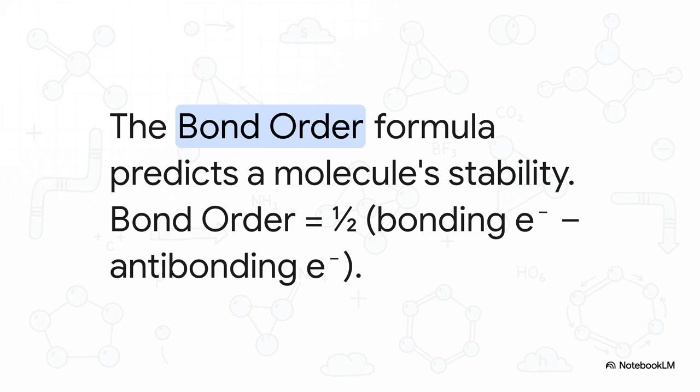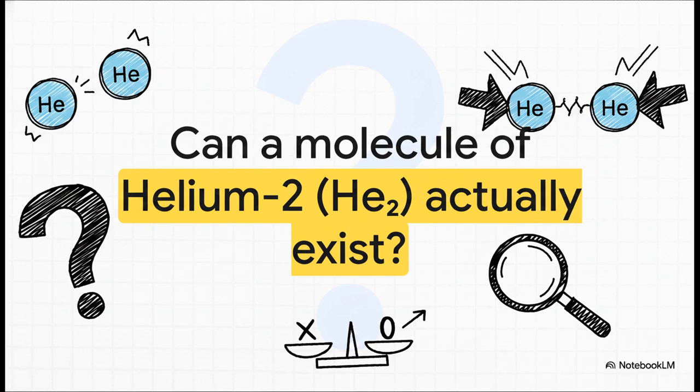Now, a really powerful tool that comes out of MO theory is this idea of bond order. See, when atomic orbitals combine, they make 2 kinds of molecular orbitals: stable bonding ones that hold things together and unstable antibonding ones that push things apart. We can calculate the bond order with a simple formula: 1/2 times the number of bonding electrons minus the number of antibonding electrons. This number tells us how many net bonds there are, and it predicts whether a molecule can even exist.